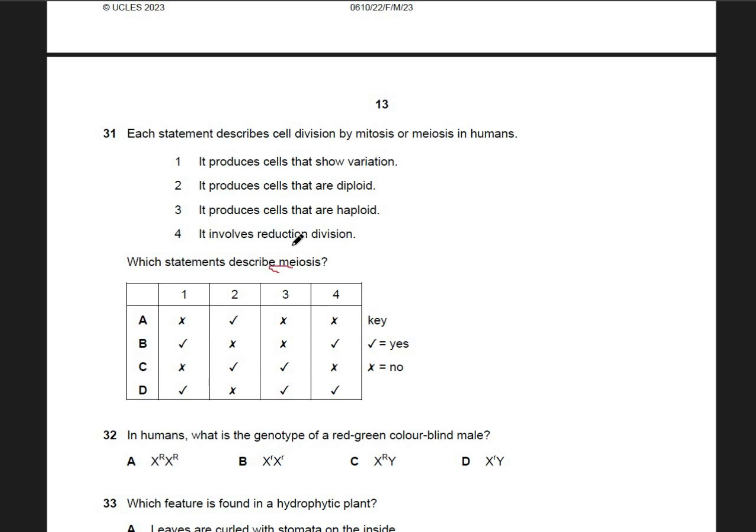So meiosis is the name of the reduction division which produces haploid cells that are known as gametes, and they show variation. So according to this description, this is correct, and the haploid cell sentence is correct, and it is reduction division. So 1, 3 and 4 are correct. So are there any options which show that 1, 3 and 4 are the correct sentences? Yes, it is option number D.